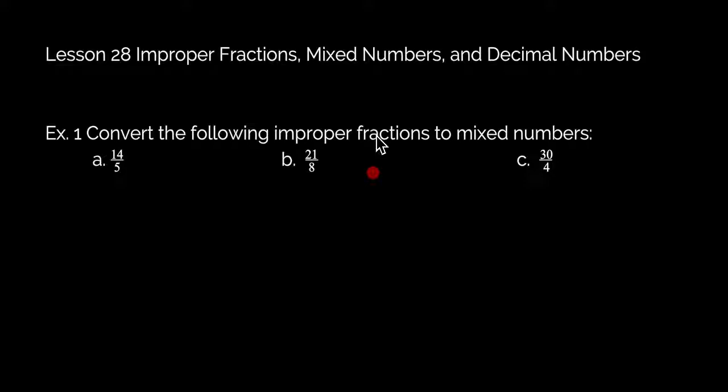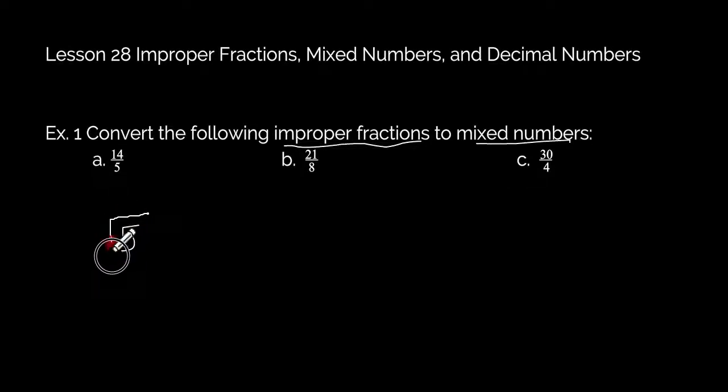Example 1, where the directions say convert the following improper fractions to mixed numbers. Now, hopefully you know the difference between an improper fraction and a mixed number. An improper fraction is a fraction where the numerator is greater than the denominator. And you'll notice all of these, 14 is greater than 5, 21 is greater than 8, 30 is greater than 4. And we're going to turn them into mixed numbers. So a mixed number is a whole number and a fraction. Now to do that, what you're going to do is do long division.